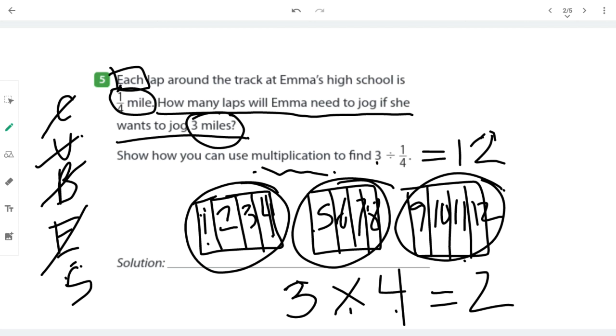So the dividend and the first factor are the same. The quotient and the product are the same. The operation and the divisor, the operation and this factor, are the only things that switched. Let's keep looking at more examples.